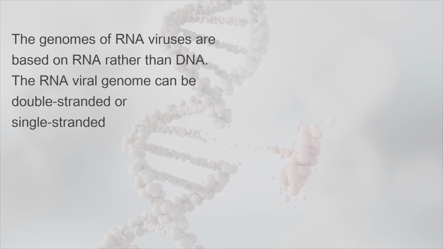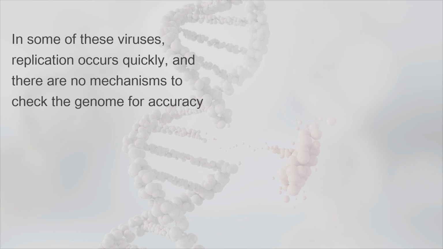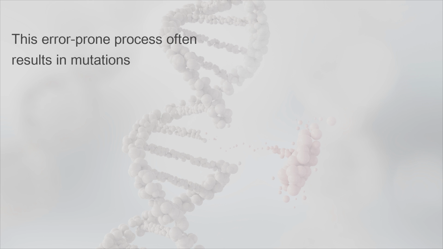The genomes of RNA viruses are based on RNA rather than DNA. The RNA viral genome can be double-stranded or single-stranded. In some of these viruses, replication occurs quickly, and there are no mechanisms to check the genome for accuracy. This error-prone process often results in mutations.